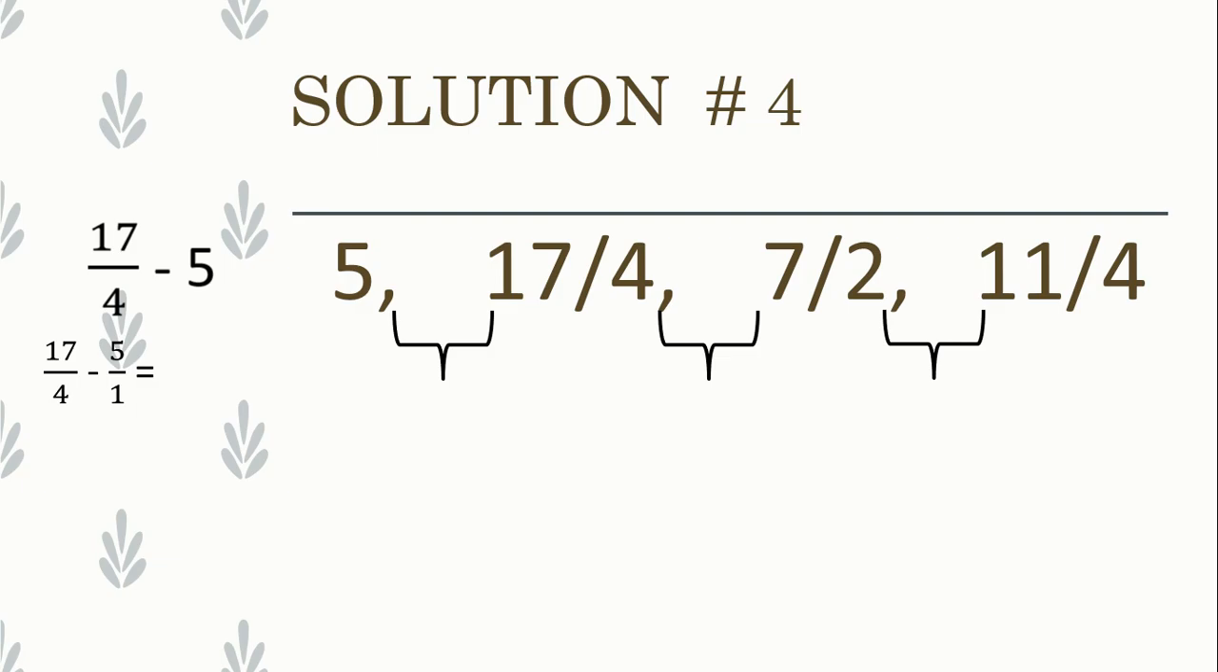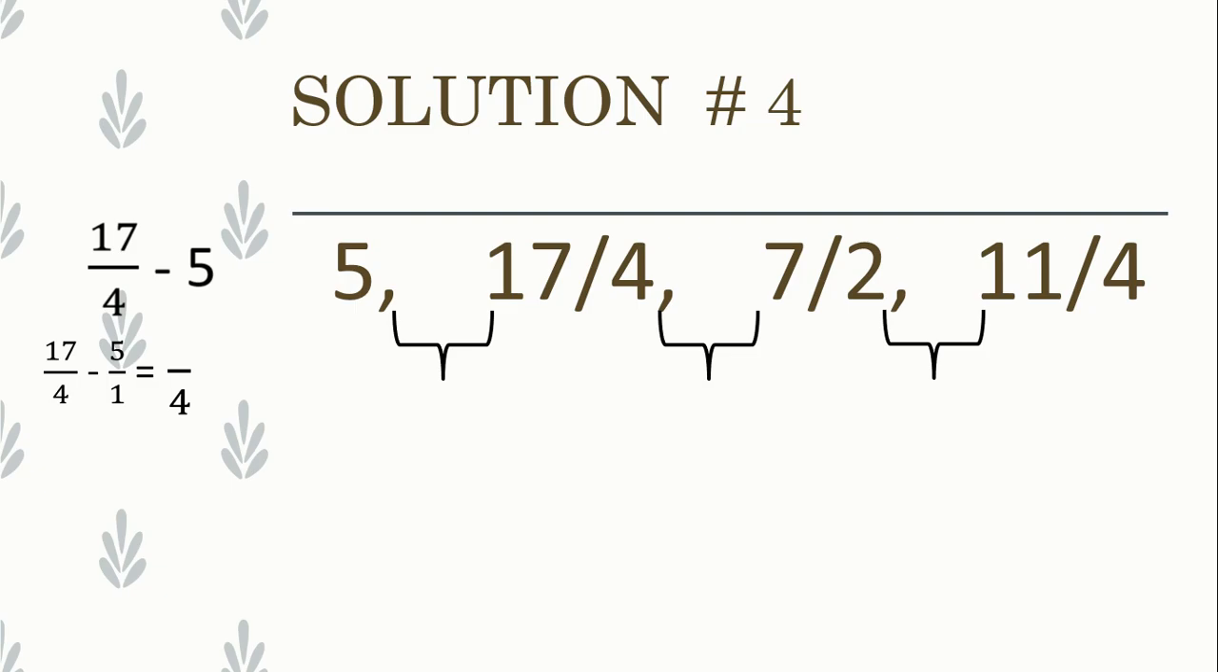Seventeen over 4 minus 5 is the same as 17 over 4 minus 5 over 1. In order to simplify this, we need to find the LCM of the denominators 4 and 1, and that will be our least common denominator, or LCD. The least common multiple of 4 and 1 is 4. Therefore, the least common denominator is 4.